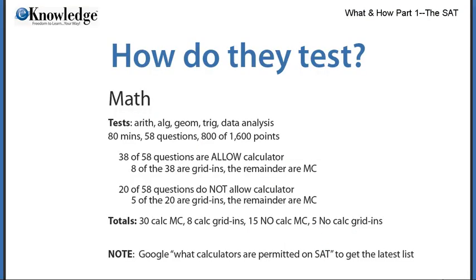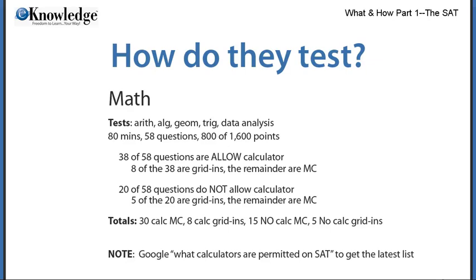Okay, let's take a quick look at math. Like grammar, math is based on a set of known objective rules. So the more you study, the more you will learn and improve. This section tests arithmetic, algebra, geometry, trig, and what they call data analysis, where they give you charts and data, and you have to figure out various ways to manipulate the data. It's an 80-minute test. That's 1 hour and 20 minutes. It has 58 questions. It's worth half of the total 1,600 points, so it's worth 800 points.